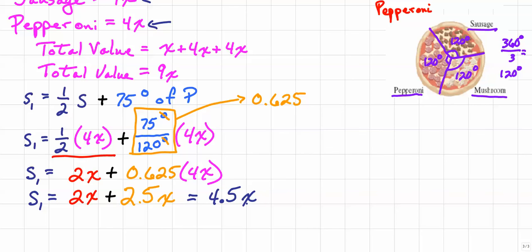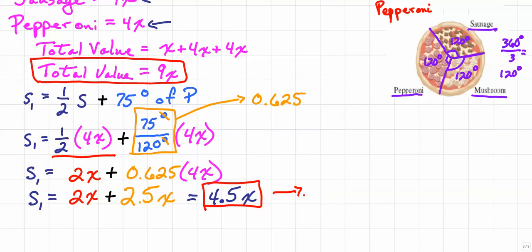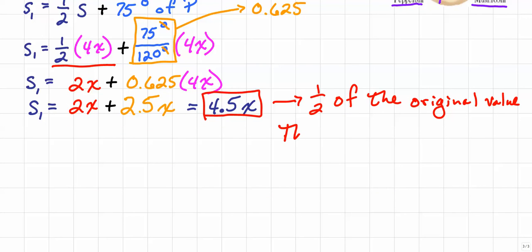Now remember, our initial total value was 9x. This is half of the original value. And since it's half of the original value, that means that this is a 50-50 split. And remember, that's a 50-50 split according to David.